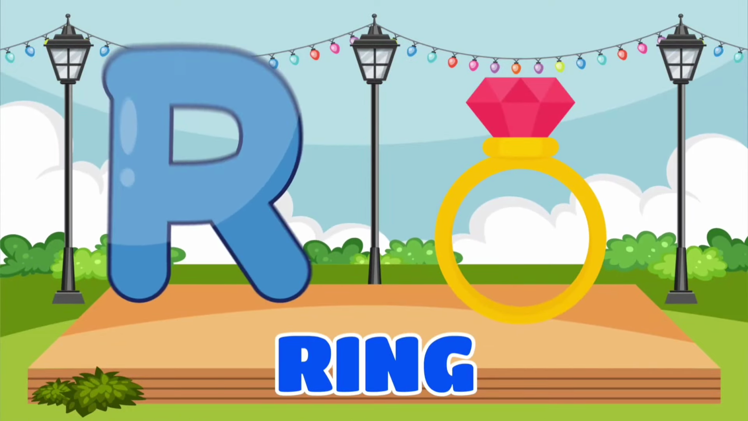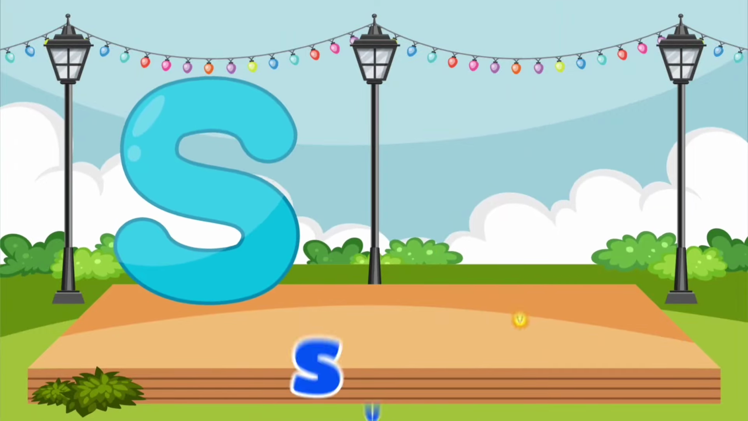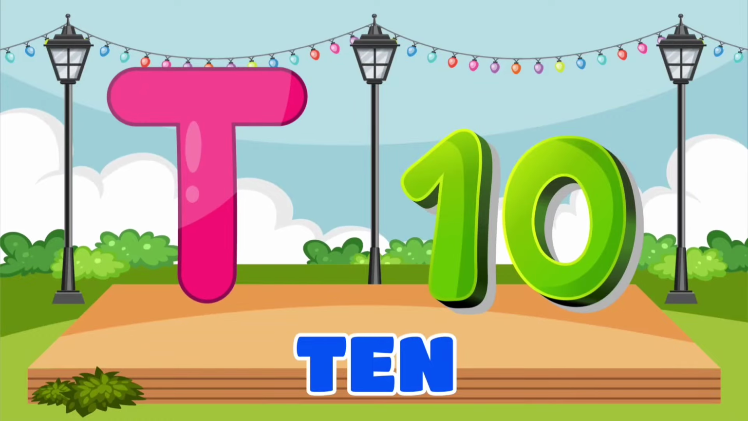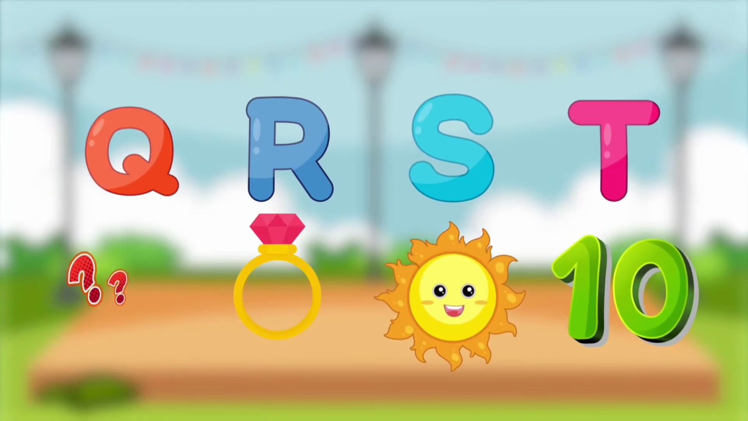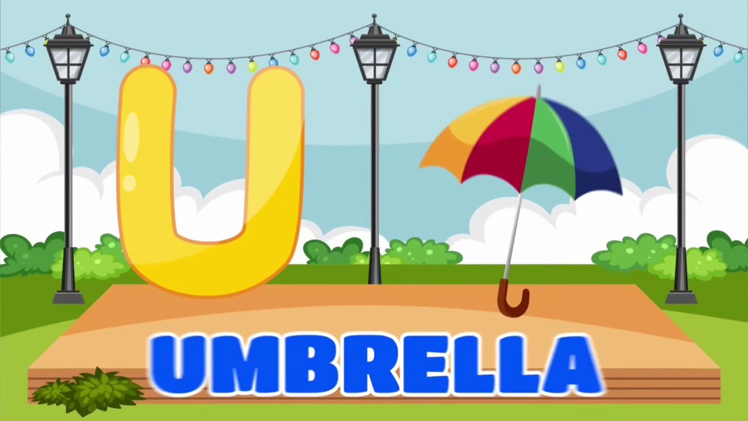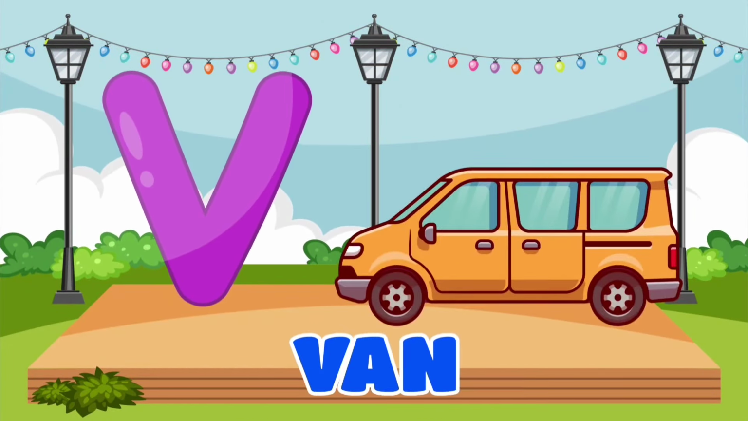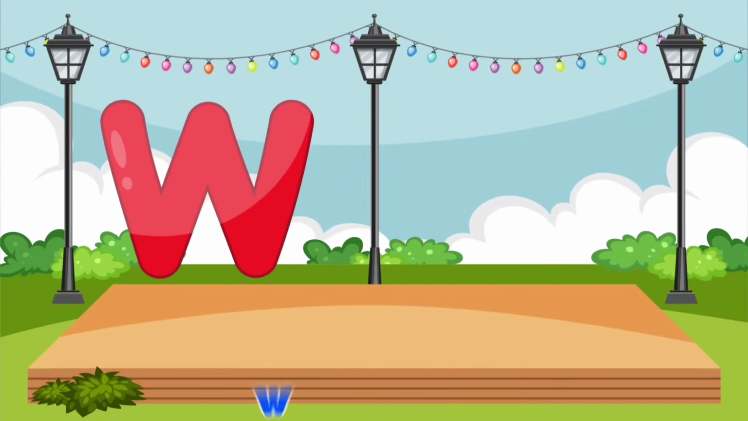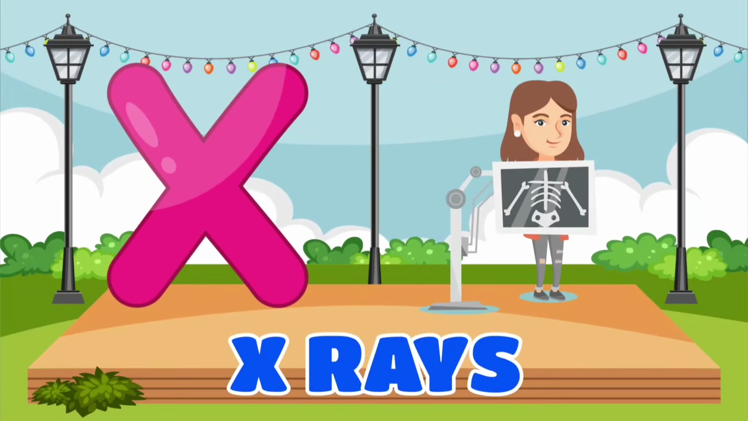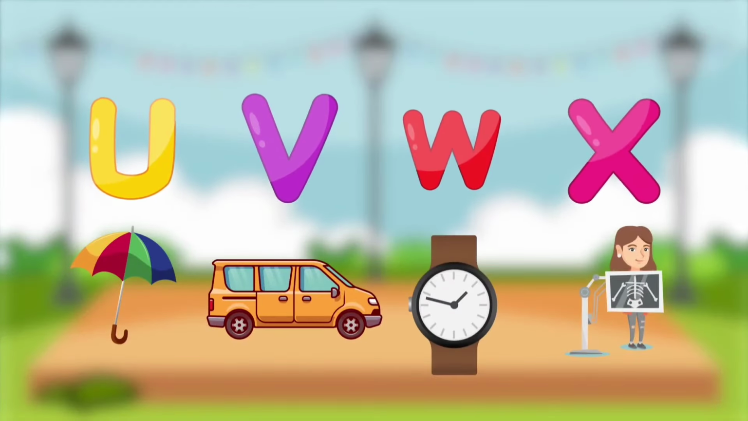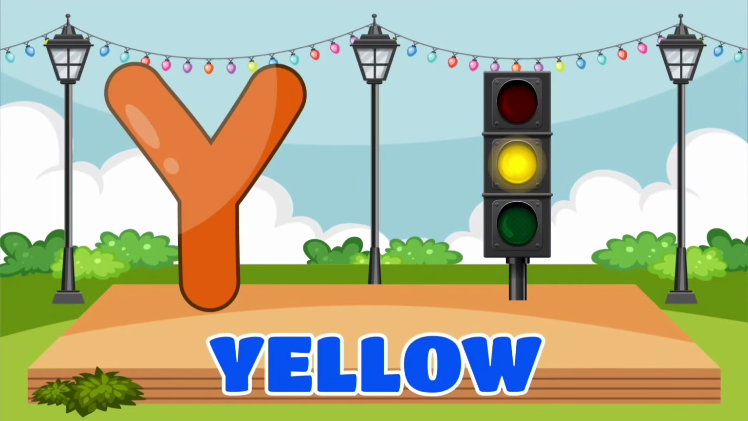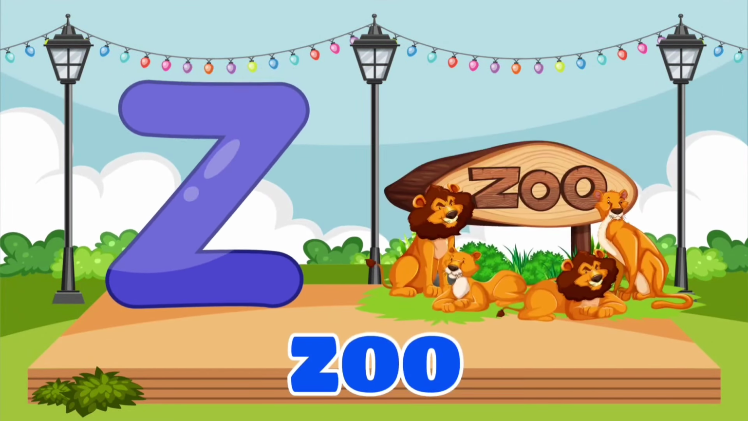R is for ring, ring. S is for sun, sun. T is for ten, ten. U is for umbrella, umbrella. V is for van, van. W is for watch, watch. X is for x-ray, x-ray. Y is for yellow, yellow. Z is for zoo, z, z.